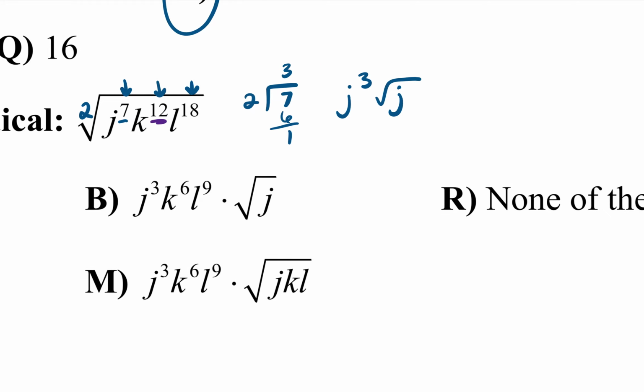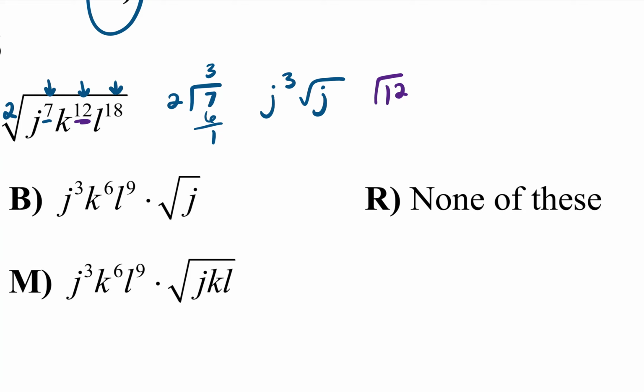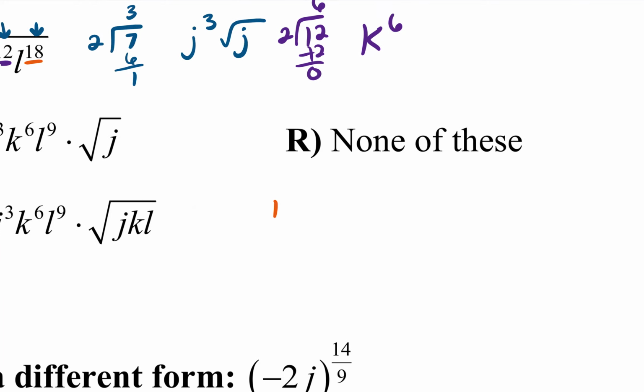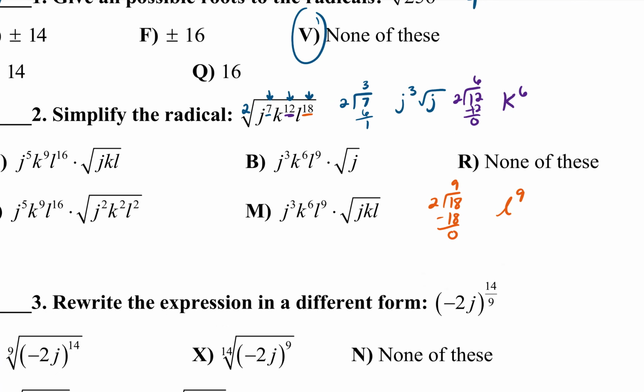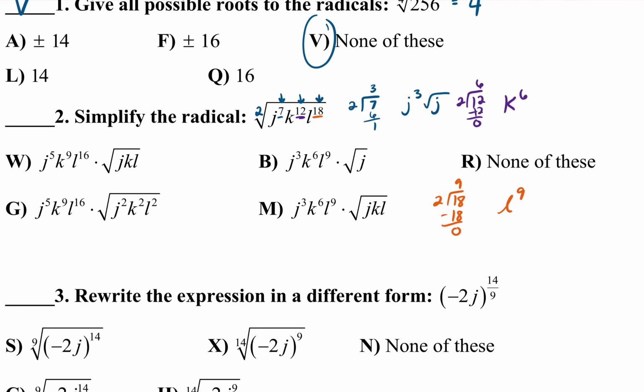Let's do 12. 12 divided by 2 is 6, and I get nothing left over. That means for K, I'm going to have 6 that come out. And the last one, 18. 18 divided by 2 is 9, so for L, I'll have 9 come out. If I look at what I wrote down, I want J to the 3rd, K to the 6th, L to the 9th, and then square root of J.